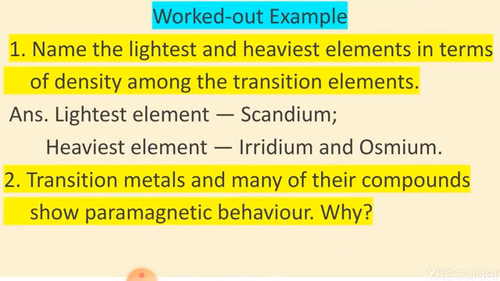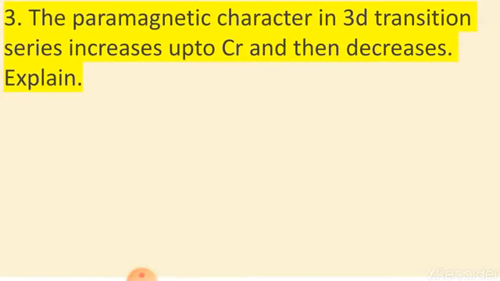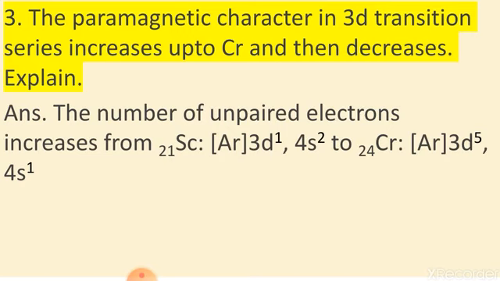Show paramagnetic behavior, why? I also told you that this is due to the presence of unpaired electrons. The answer is, it is due to the presence of unpaired electrons in d orbitals. They are paramagnetic in nature. Now the third question: the paramagnetic character in the 3d series increases up to chromium and then decreases. Explain. You can know this from the electronic configuration.